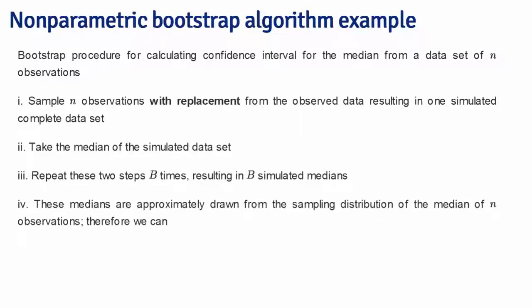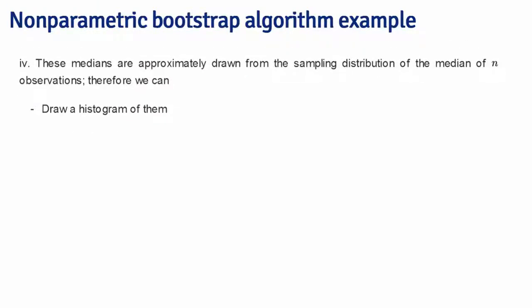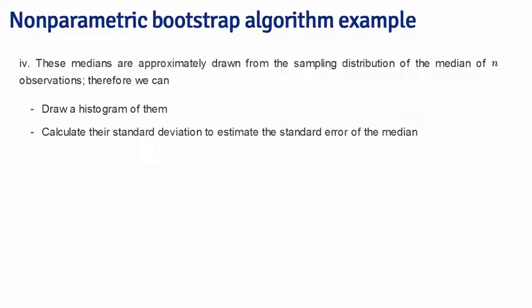The medians that you get from this process are approximately drawn from the sampling distribution of the median of n observations. We're really approximating the population distribution, but that's okay. There's a lot of theory that shows that the bootstrap actually works. When we do this, what we can do with our bootstrap resamples is, the first thing is you always want to draw a density estimate or a histogram of them. But you also could calculate their standard deviation, which will give you a standard error of the median, an estimated standard error of the median.